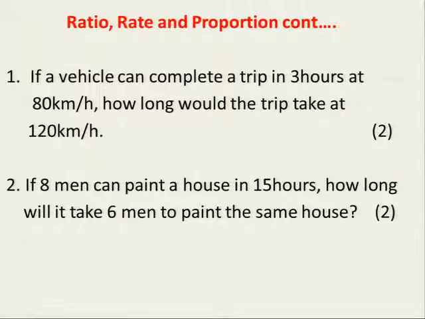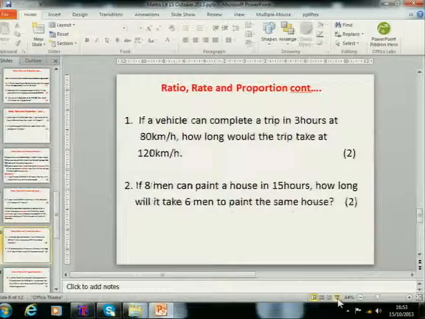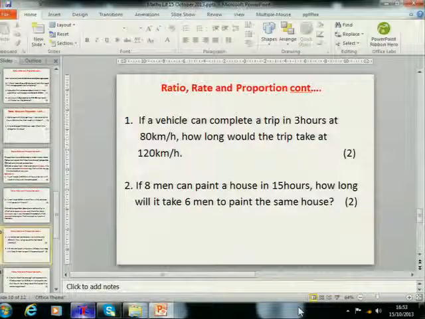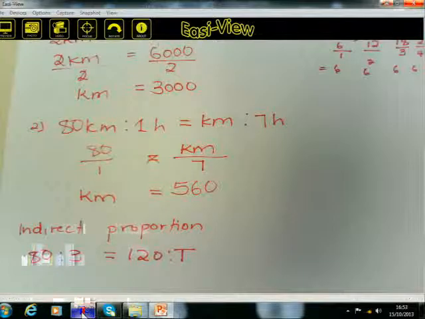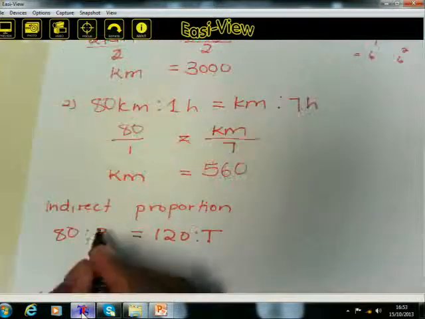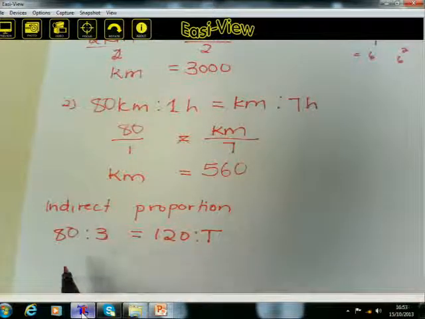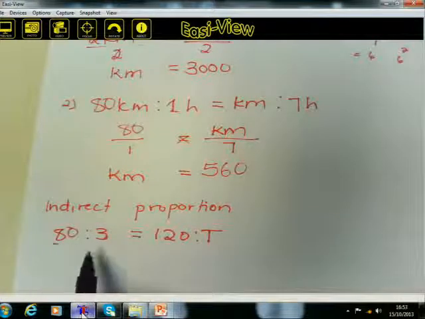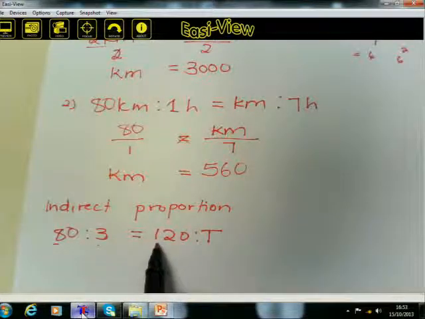So there we have 80 at 3 hours, and then we have 120, and then we don't know the time. Let's just say T for time. So in indirect proportion, we are given that the car is traveling at 80 kilometers per hour for 3 hours, and then at 120 kilometers per hour, how long will it take?